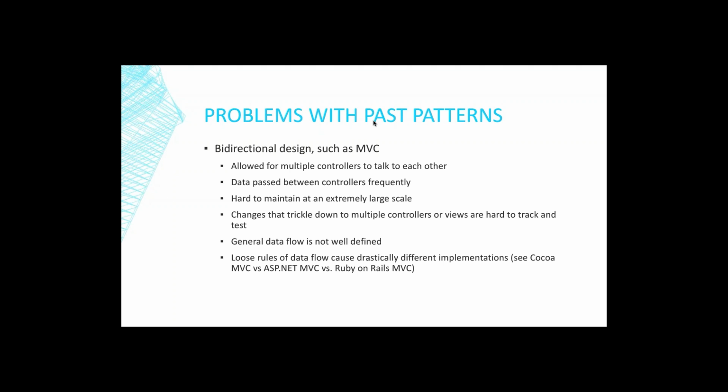So it's pretty straightforward to design an MVC application when your app is small, because you have a small amount of data. It's easy to just keep in mind and keep track. But once that scales to something extremely large, it gets really, really difficult to maintain. The changes that trickle down from multiple controllers to views become very hard to track, very hard to test. The flow of that data is not defined. And even from MVC, the general pattern, we've seen multiple implementations that have come out to be very different, where they try to set an explicit set of rules, but they've all kind of gone in their own different direction between something like Cocoa MVC or ASP.NET MVC.